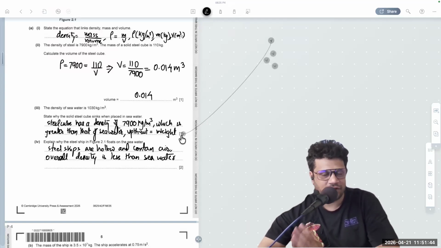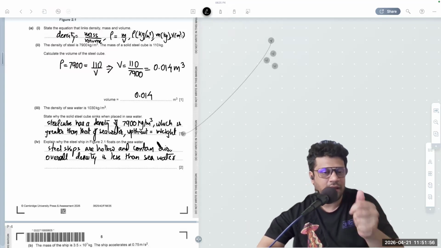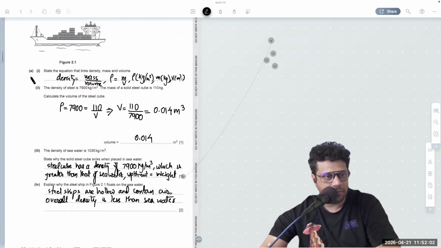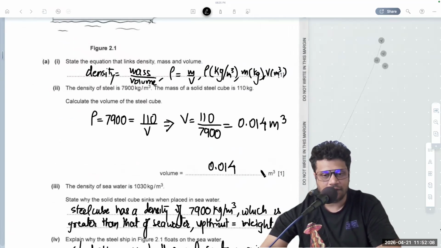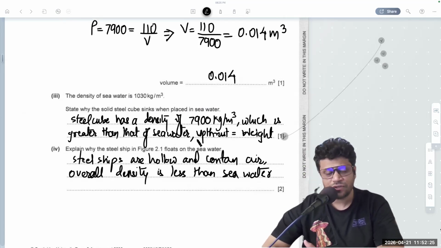Okay, so yesterday when I solved this February March 065 P4 paper, February March 2026 paper, I made a few mistakes that I would like to correct here. The first mistake is in question number two, part A, subpart 3. I wrote that upthrust is supposed to be equal to weight when I have this solid steel cube sinking into the seawater. Well, a steel cube has a density of 7900, which is greater than that of seawater. So, of course, it's going to sink.